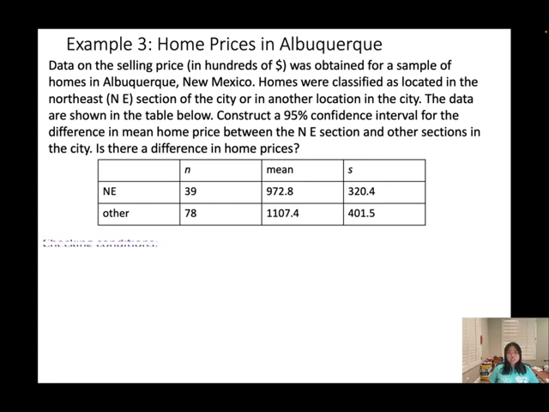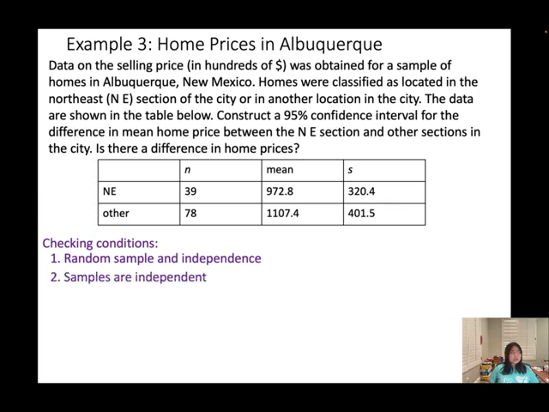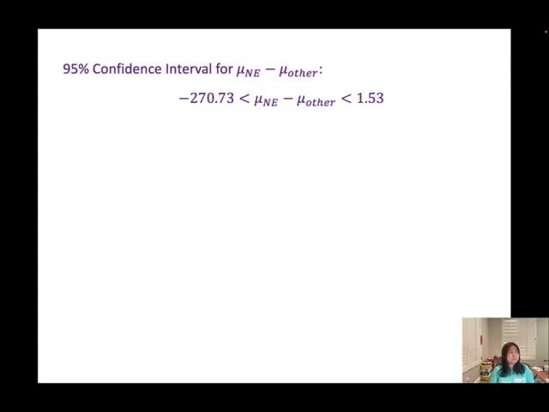Okay, first, check condition. This is going to be random sample and independent. And we believe the samples are independent. And then large sample size. Okay, both sample sizes at least 25. So this is good. Okay, so I use the mean of the northeast minus the mean of the other here. Okay, use your calculator. You should get this guy.